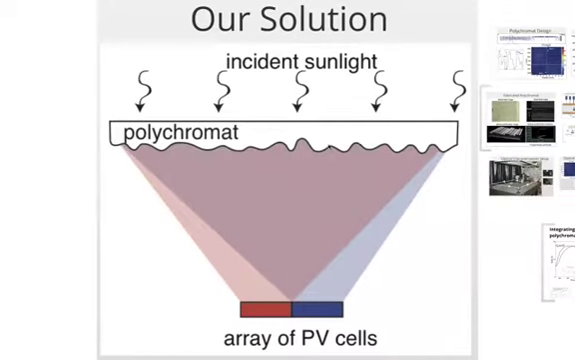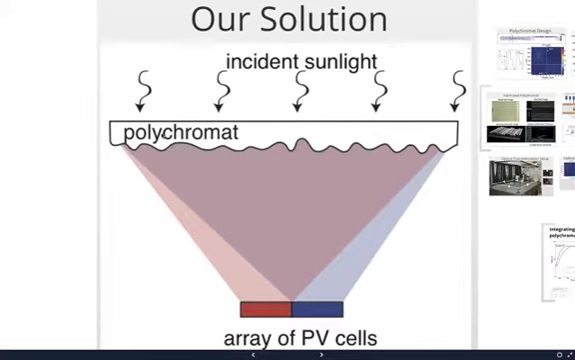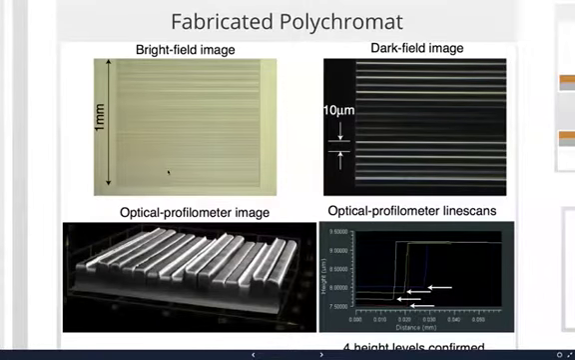Okay, so then the idea, again, to remind ourselves, is to use the device here. Sunlight comes in, and the red portion, the lower energy photons, go over here, and high energy photons go over here. This is what the device looks like. There are a bunch of grooves. If you look at a dark field image, you can see the edges of the grooves. It's about 10 microns. In a profiler image, you can see the structure in a little more detail, and you can see there are multiple height levels as well.